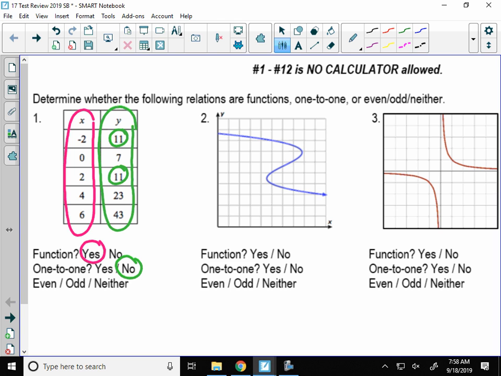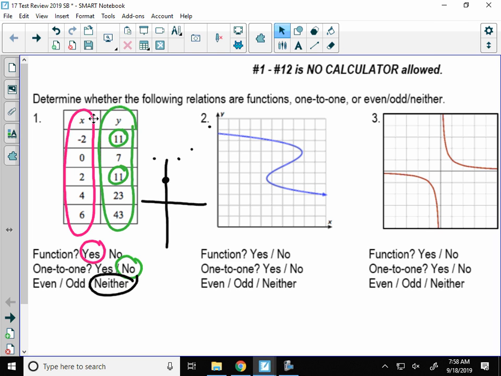And the question is, is this even, odd, or neither? Well, you could graph this if you wanted, plot the points. Here, negative 211 would be up here, 0, 7, 211, 423, and 643. That is definitely not even or odd, so it would be neither.